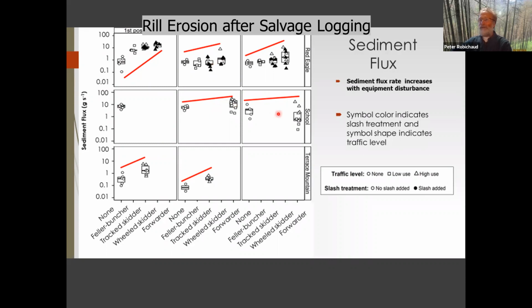Let's look at that feller buncher that was used, the forwarder that was used on the School fire. You know, the slope of the line is a lot less here. Well, that tells us that the impact of that forwarder is probably less than the impact of some of the other equipment. Then down here is the track skidder at this one site. And we see that, yes, with that track activity, we still increase the amount of sediment that we get. So now we'll talk a little bit more about doing things that would help reduce that impact.